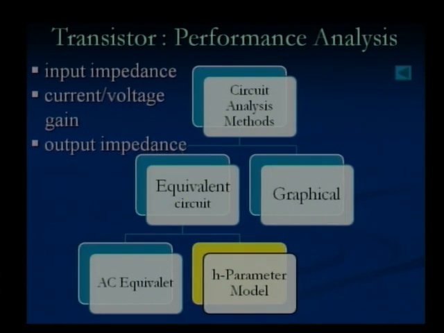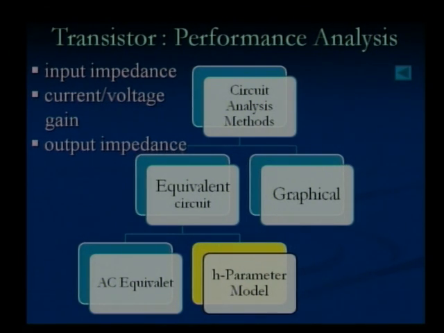Once again, in the graphical method, characteristic curves are used to find the parameters, and that is somewhat tedious. We must have the corresponding characteristics for that transistor, either input or output, and from those graphs we are able to find the H parameter values, or any other parameter values.